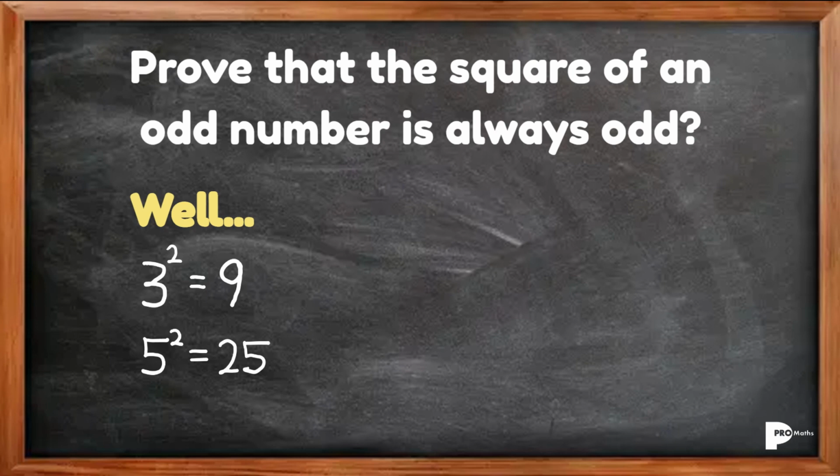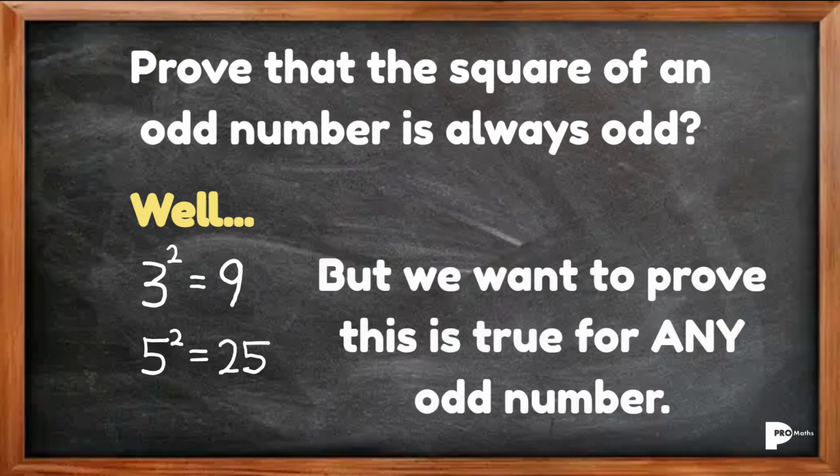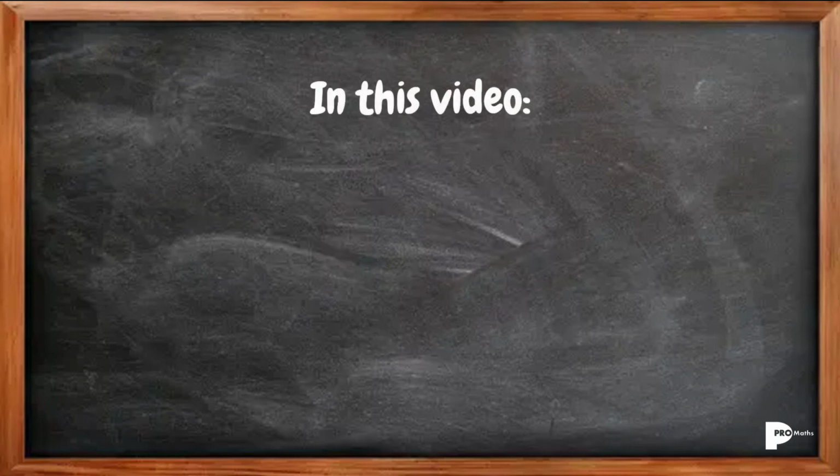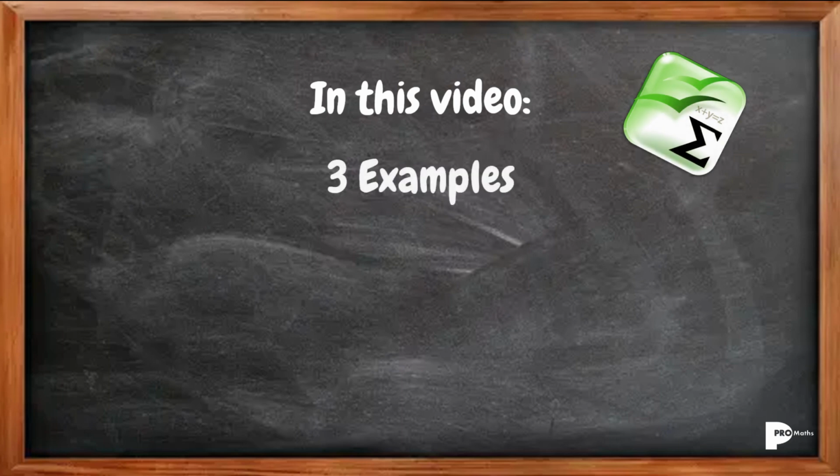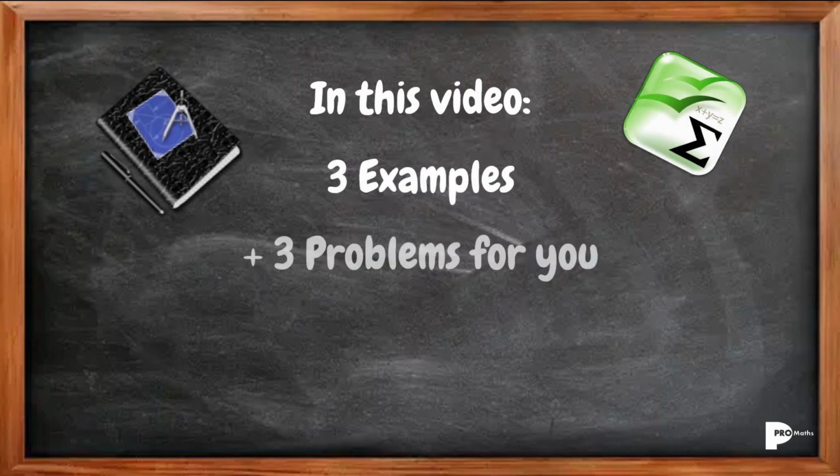But what we're really trying to do is prove that it's always true for any odd number. There are infinite odd numbers, and you'll never be able to try them all. So how do we do it? Well, this is the fun part. Stay tuned, this will be our final proof in this video.